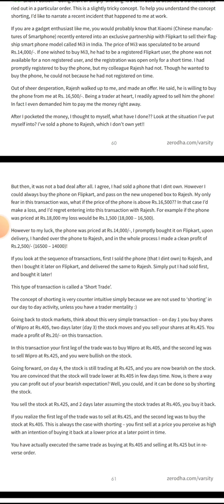Going forward, on day 4, the stock is still trading at rupees 425, and you are now bearish on the stock. You are convinced that the stock will trade lower at rupees 405 in a few days' time. Now there is a way you can profit out of your bearish expectation. Well, it can be done by shorting the stock.